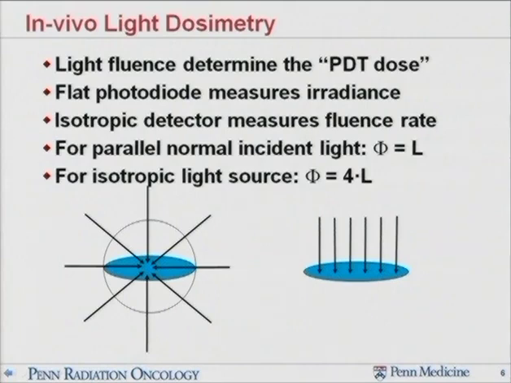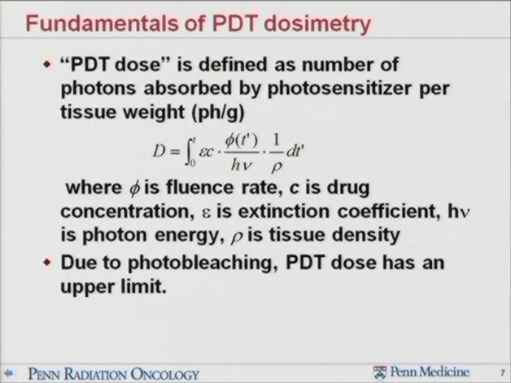All of this is just to emphasize the difference between the irradiance and the light fluence rate, and the quantity we really want to measure is the fluence rate. The fluence rate is the quantity that is used to define the PDT dose. That is defined as the number of photons absorbed by photosensitizers per tissue weight. Here, epsilon times C is the drug concentration, which gives the absorption coefficient of the sensitizer, and that multiplied by the fluence rate gives you the PDT energy released to the drug. And one can also divide it by h nu, converting that quantity to the number of photons absorbed by the drug per unit mass of the tissue sample of interest.